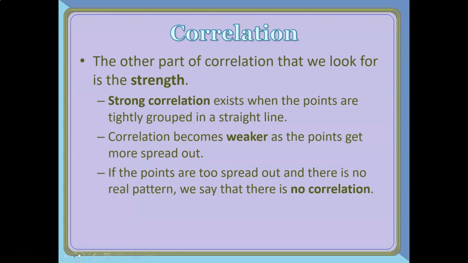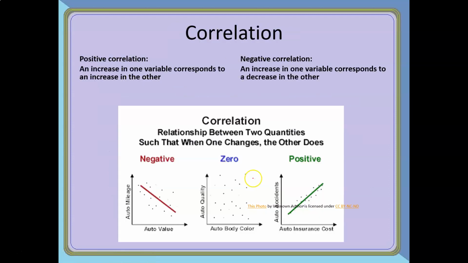Okay, so the other thing that we need to look at is the strength of the correlation. A strong correlation exists when the points are tightly squeezed in and grouped in a straight line. That's strong. The correlation becomes weaker as the points spread out more. If the points are too spread out and you can't really see a pattern, again, that's that no correlation that I showed you in the center here, zero correlation.